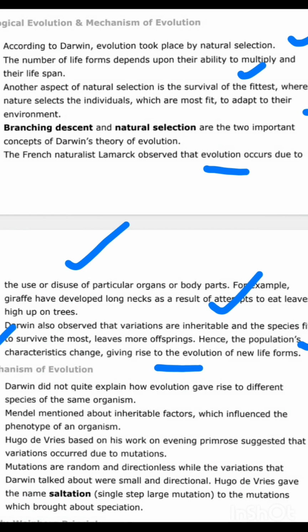What is the mechanism of evolution then? Darwin did not quite explain how evolution gave rise to different species of the same organism. Mendel mentioned inheritable factors which influence the phenotype of an organism. Hugo de Vries, while working on the evening primrose, suggested that variation occurred due to mutation.